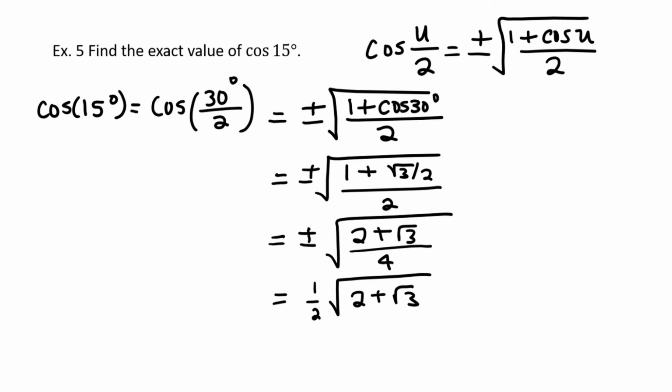Now we have to determine if it's going to be a plus or minus, and we know that 15 degrees is in quadrant 1, and all trig functions are positive in quadrant 1, so the exact value of cosine of 15 degrees is 1/2 of the square root of the quantity 2 plus the square root of 3.